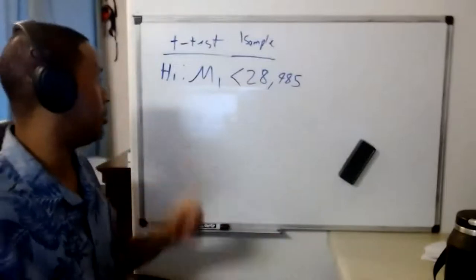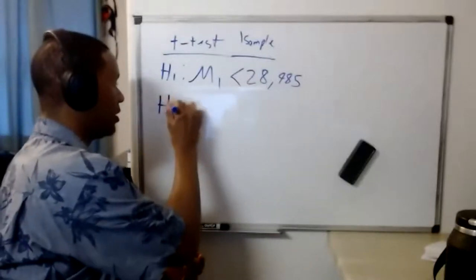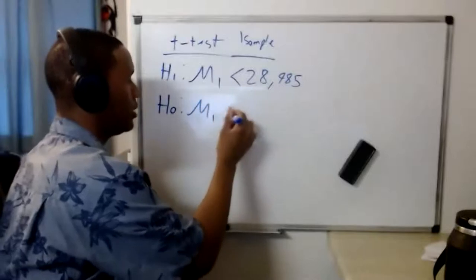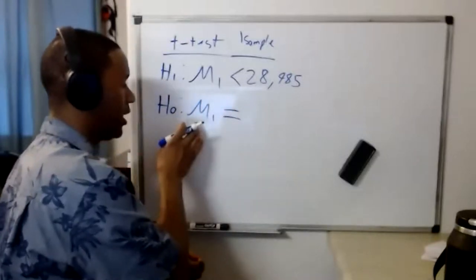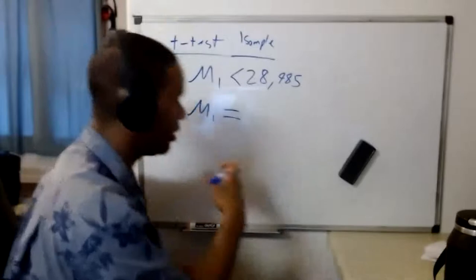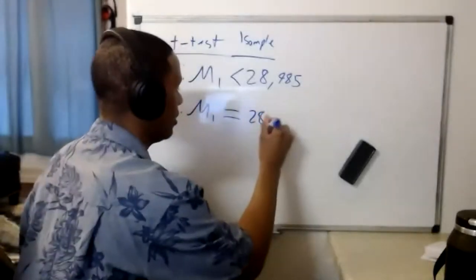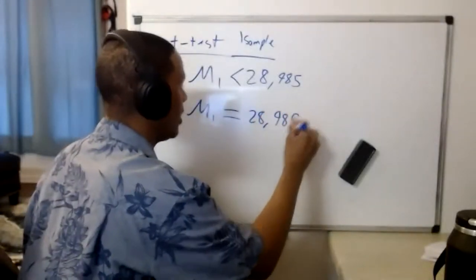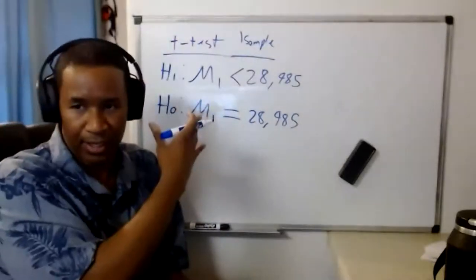So we pulled one sample. The null hypothesis, of course, was a statement of no difference, contradicting the research hypothesis, which would say that the mean wage of African Americans in the population was equal to the mean wages of all Americans. And so that's how you do a one-sample t-test.